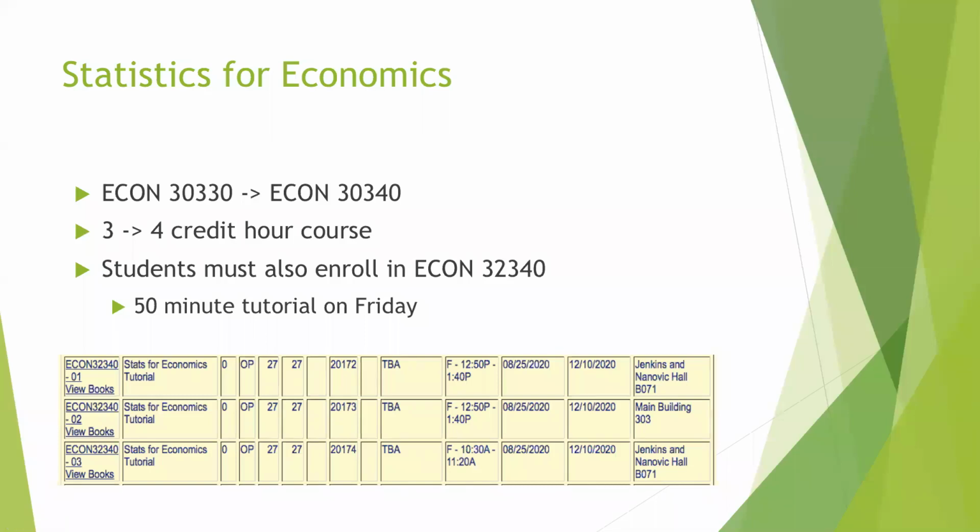Starting this year, we've redesigned Statistics for Economics. What was formerly known as Econ 30330 is now Econ 30340. Also, what was formerly a 3 credit hour class is now a 4 credit hour class. This is to reflect the inclusion of a 50-minute tutorial on Friday, which is labeled under the heading Econ 32340.